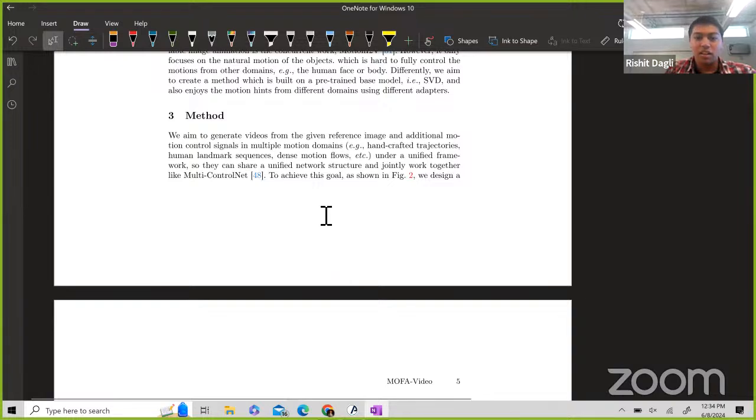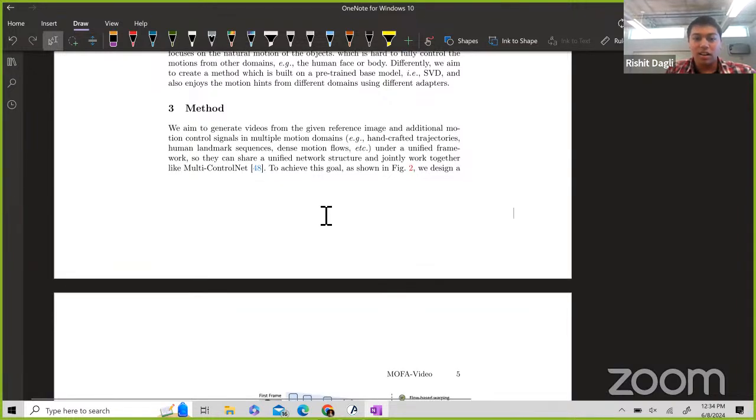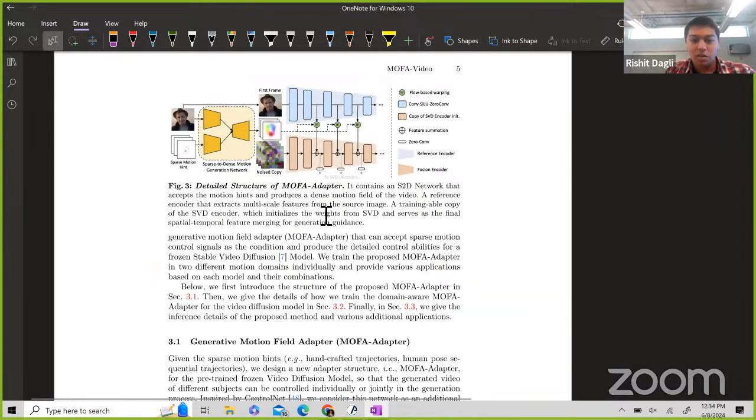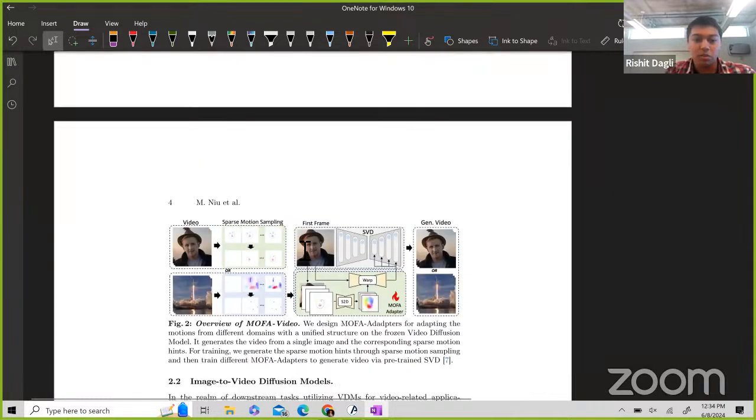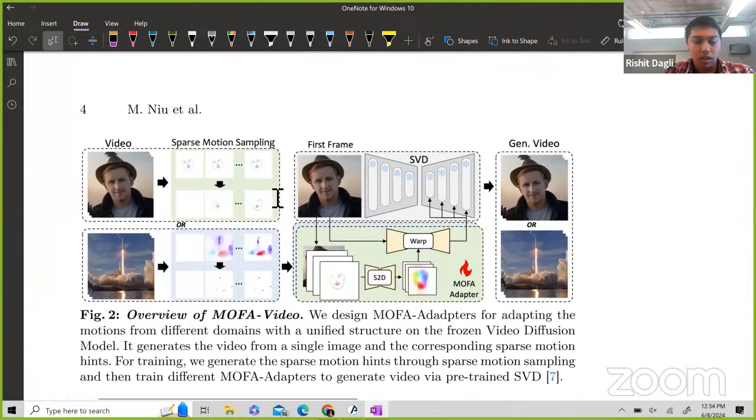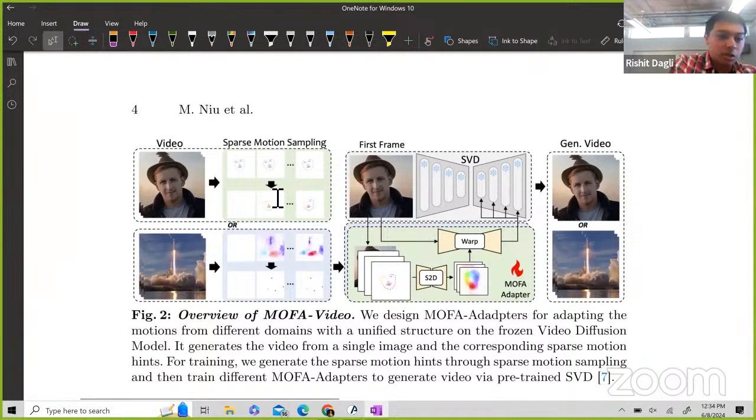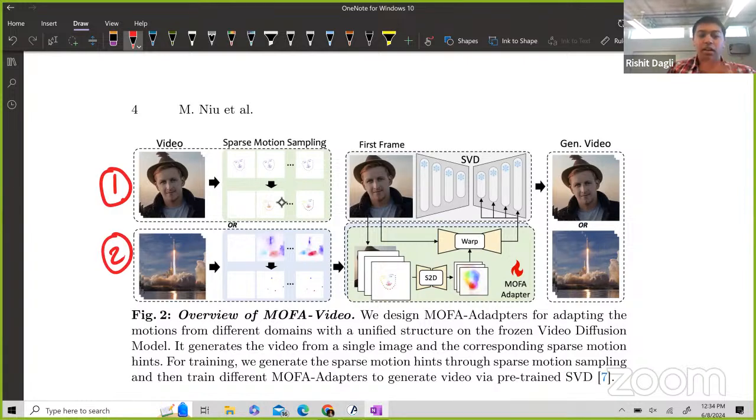They start with an overview figure here, so let's see this. I think this is the two things they are trying to do. These are different trained models, so it's best to think of them separately. There's a lot of similarity between the two.